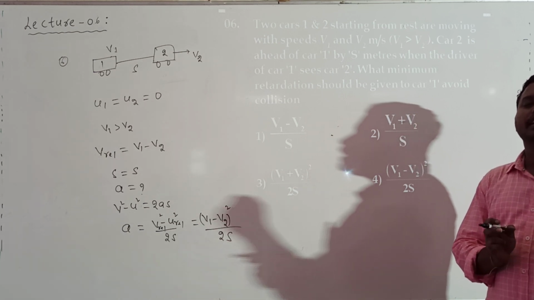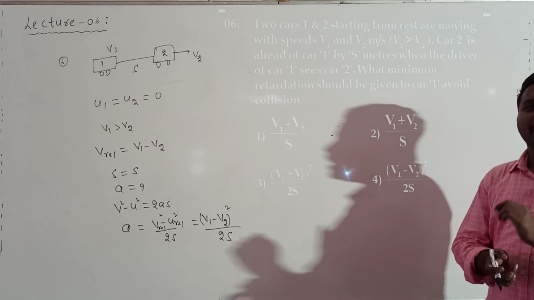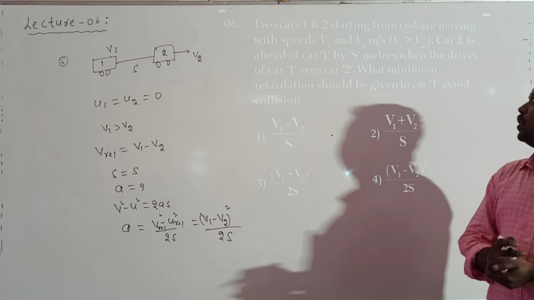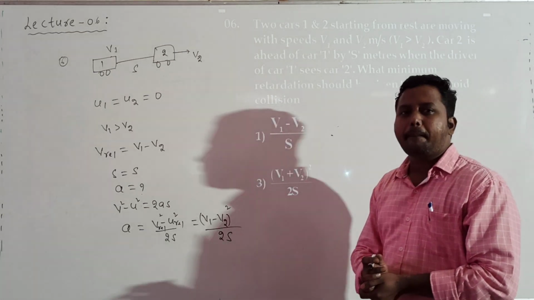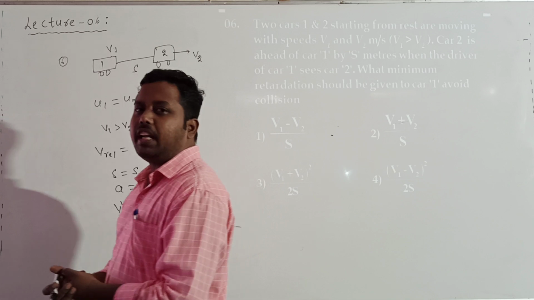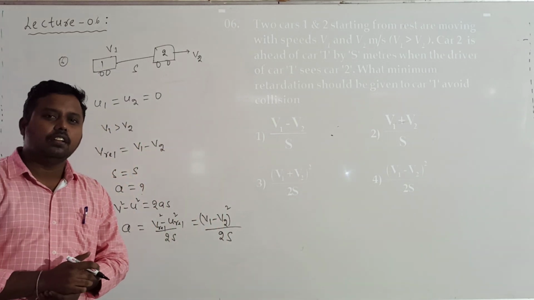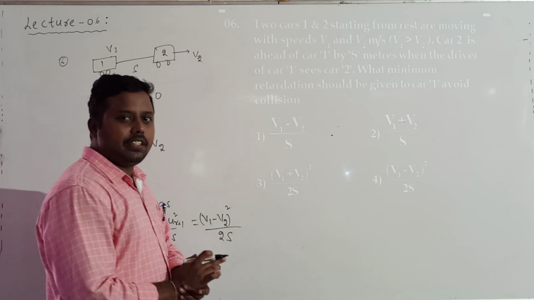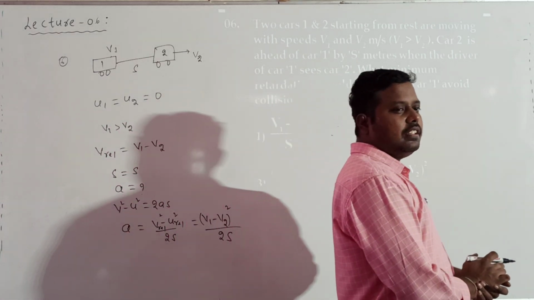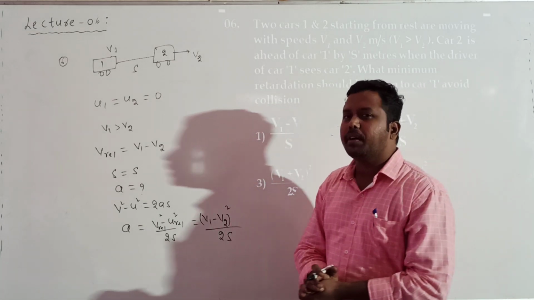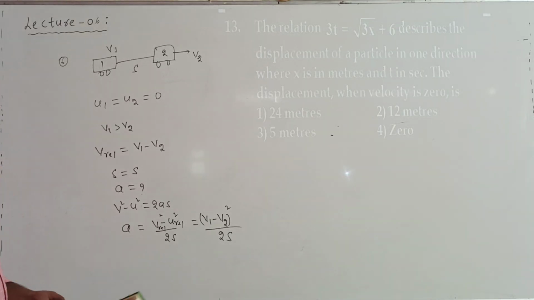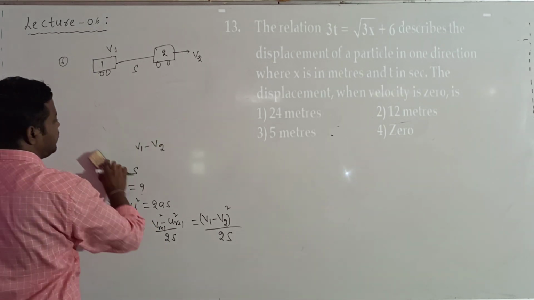Why have we written the final relative velocity with V1 and V2? The relative velocity concept you know already, and we will discuss it in detail also. When two bodies are moving with velocities V1 and V2 in the same direction, the relative velocity is given by V1 minus V2. If they are moving in the opposite direction, the relative velocity is given by V1 plus V2. Understood now? So this is the relative velocity. Question number 6. Next question. Question number 13.